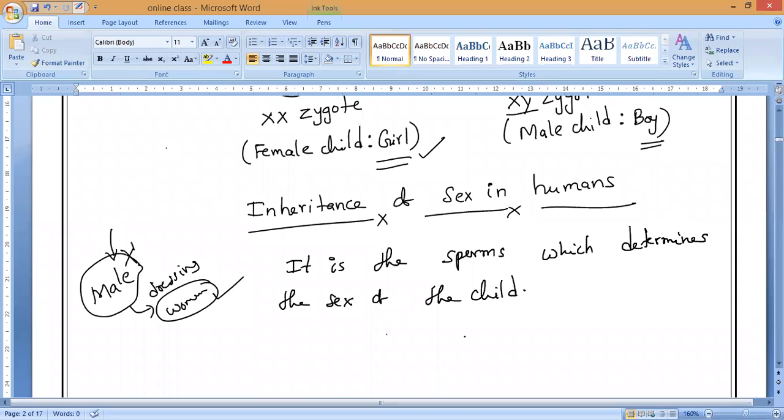Sex determination: we are saying that the sperm determines the sex of any child. The father, the man, the husband, is responsible for the sex of the baby, whether a boy or a girl is born. Now why is it so? Can anybody say the reason? Elmati, can you say the reason?